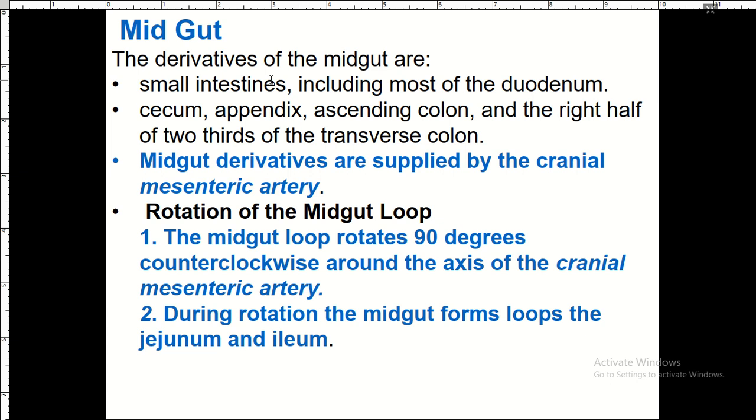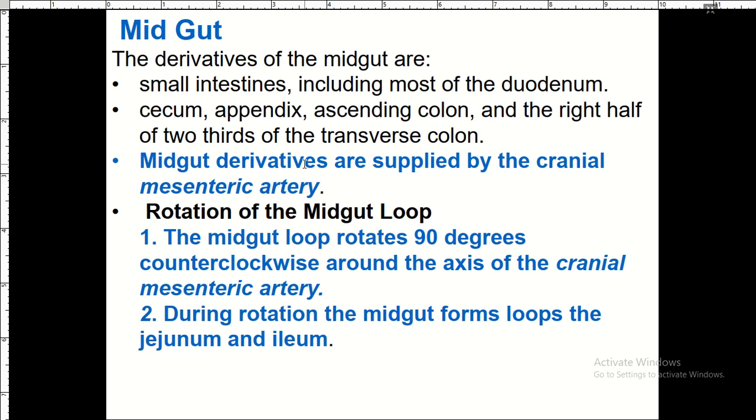Now, let's take a look at the derivatives of the midgut. The midgut is going to form the distal part of the duodenum, the small intestines, including the duodenum, right? So we're going to form the duodenum, the jejunum, the ileum, but the duodenum will be the distal part. It will also form the cecum, the appendix, the ascending colon, up to the proximal two-thirds of the transverse colon.